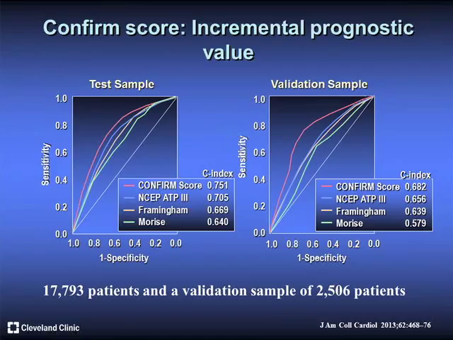The CONFIRM score, based on 17,000 patients and a validation sample of 2,500 patients, is based on where the disease is and how severe the disease is. So left main gets a higher score than LAD, which gets a higher score than RCA, distal RCA. Using that CONFIRM score, which is now easily available for patients, it provides incremental value above and beyond the Morrissey score, ATP, or Framingham risk score, both in a test sample as well as in the validation sample.